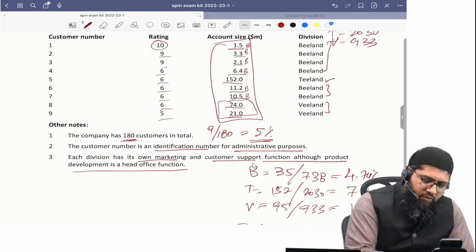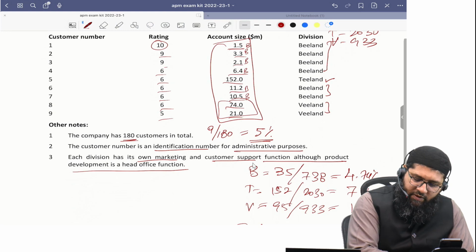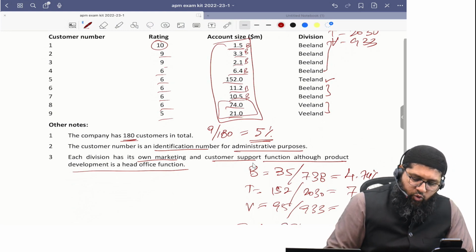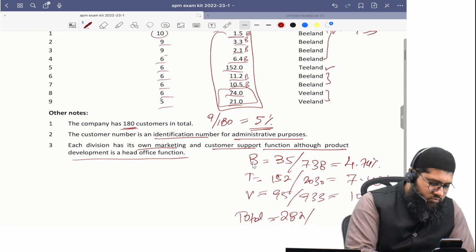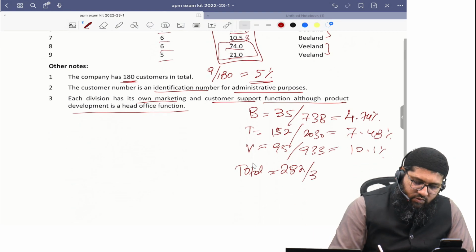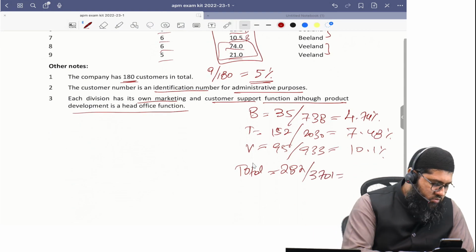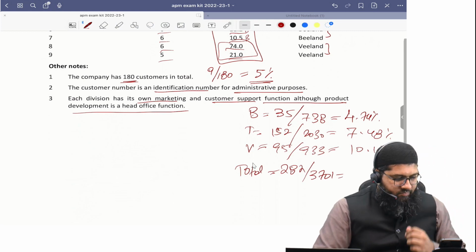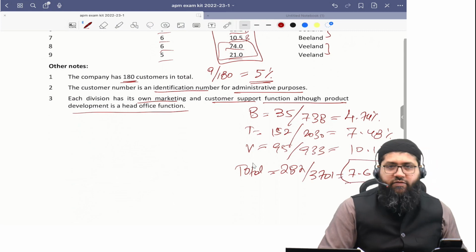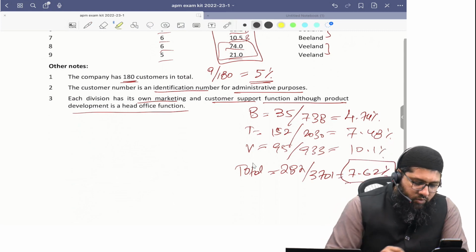For the total, it's going to be what? Let's talk about all this. 35 plus 152 plus 95 is 282 divided by 3701. That gives you 7.62%. Right? Gives you 7.62%.